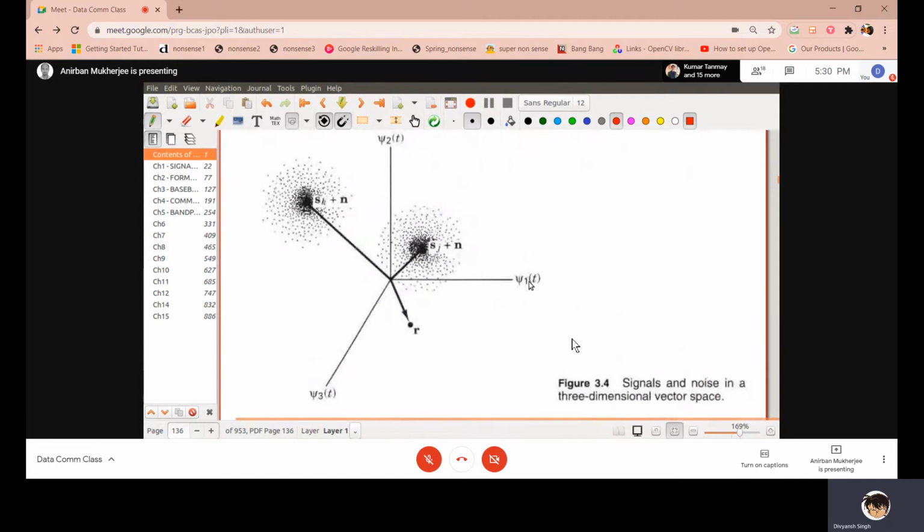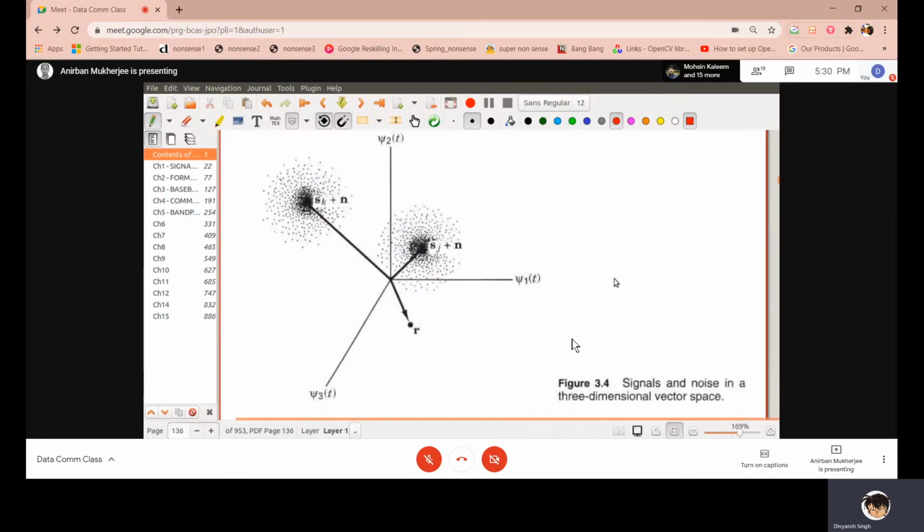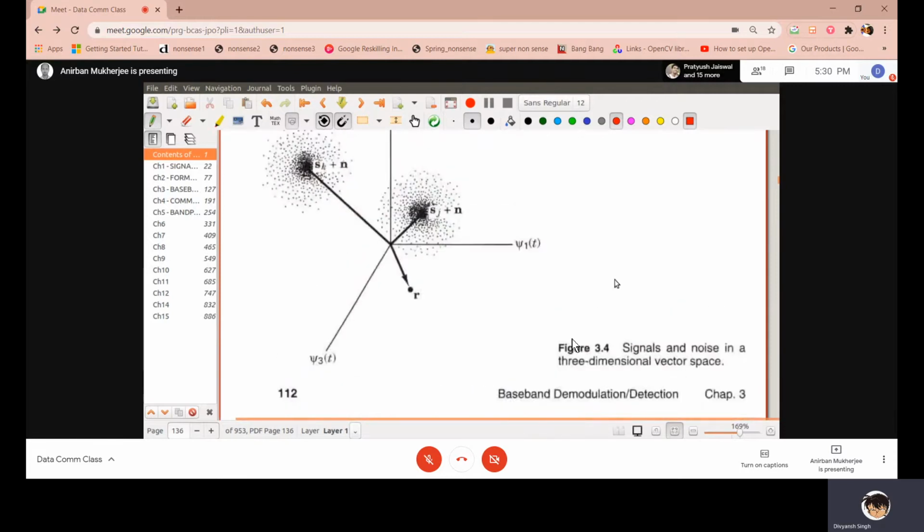See, say I have some sort of signals, and I have a three-dimensional space psi 1t, psi 2t, psi 3t, and I am sending. So that means I can represent S as A1 psi 1t plus A2 psi 2t plus A3 psi 3t. Okay. So here, say at the transmitter side, this is my, for zero, when I am sending zero, I have this one. When I am sending one, say this is like this. But at the receiver, that is Sj and Sk.